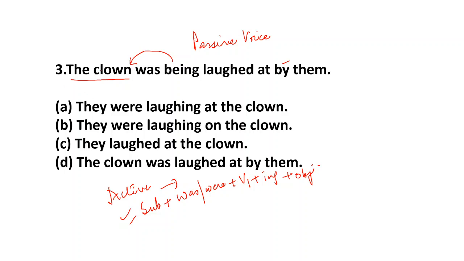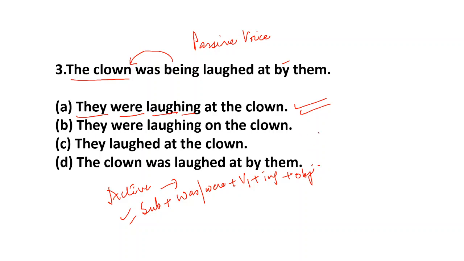So here you see which sentence is having it. Now the clown was being laughed at by them. So here they is there. Them becomes they here in the active voice. They were laughing, laugh first form V1 plus ing, at the clown. Now this is the correct answer.